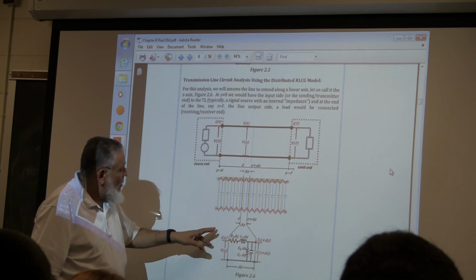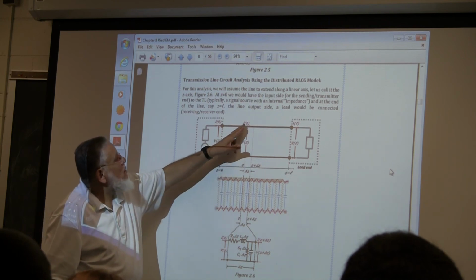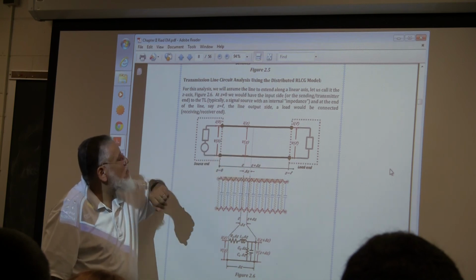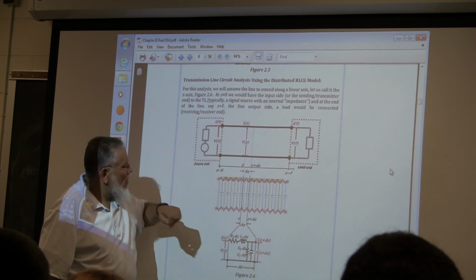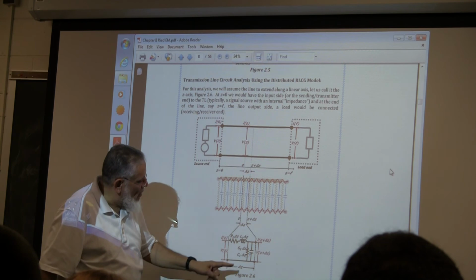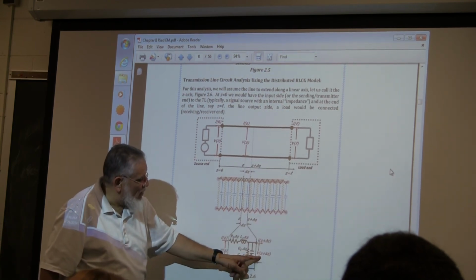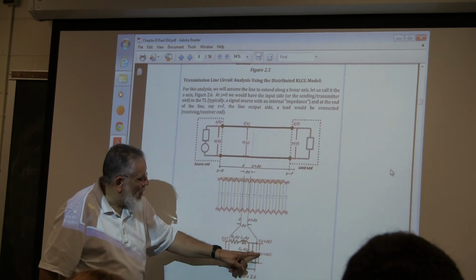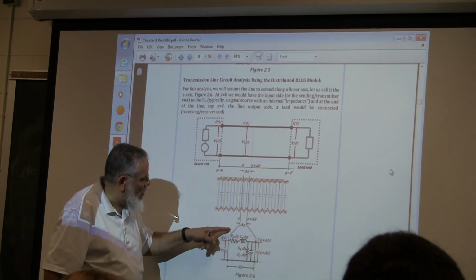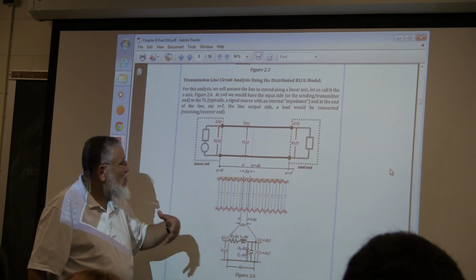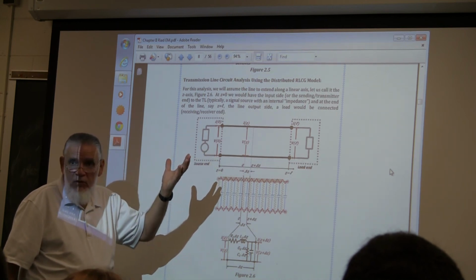At the same time, I label my currents and voltages. I say at this location here on the line, I call this I sub z and V sub z. Right? And therefore, after an increment, it will be I of z plus delta z, and V of z plus delta z. Right? And I write my equations for this increment, and take the limit as delta z goes to 0, I end up with a differential equation.